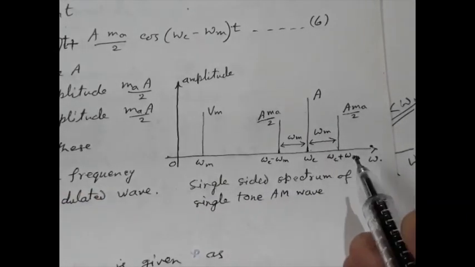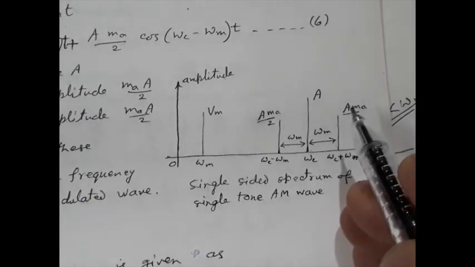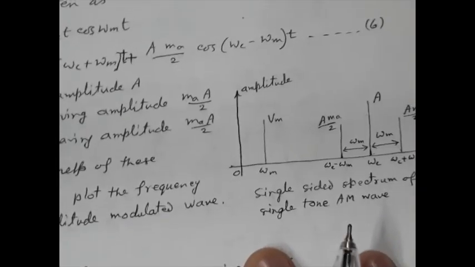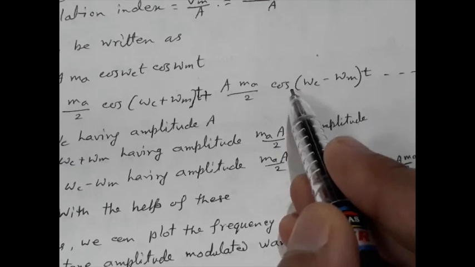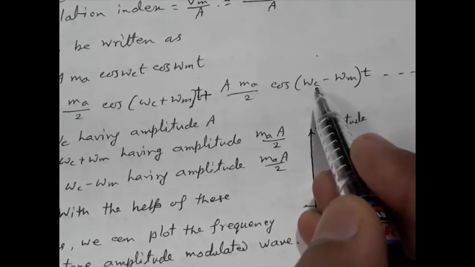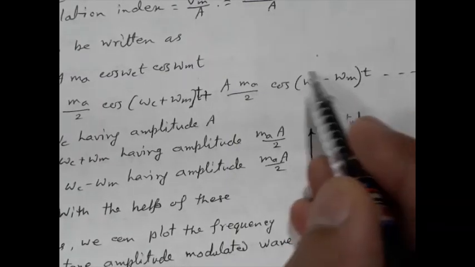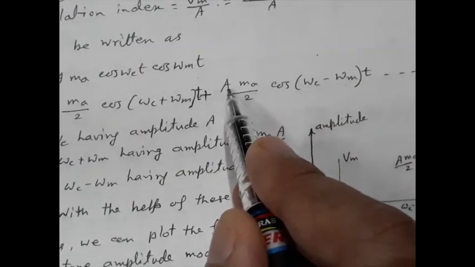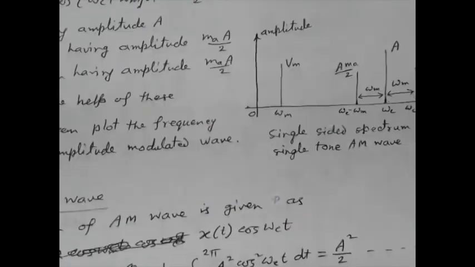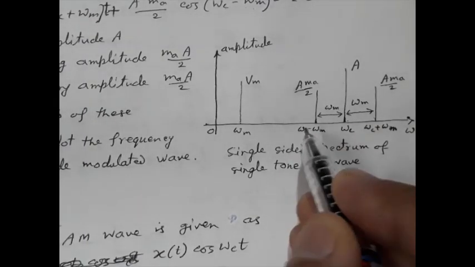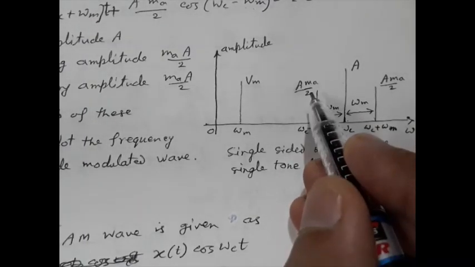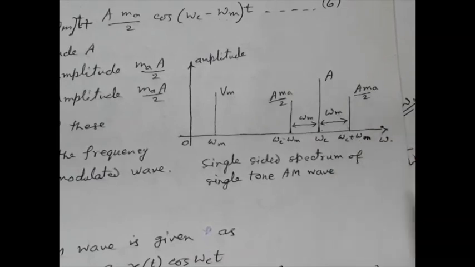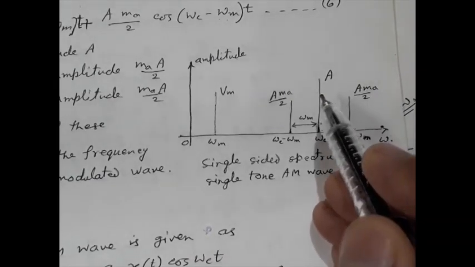So at frequency omega c plus omega m we have another spike of amplitude A ma by 2, this one. Similarly, here the frequency is omega c minus omega m, and it is the cosine function. So we will have a spike at frequency omega c minus omega m with amplitude of A ma by 2. So here we have the third term, omega c minus omega m frequency with amplitude A ma by 2. So clearly we have three distinct components.